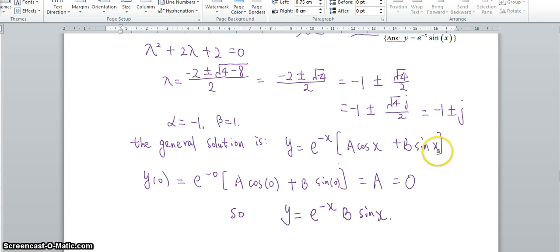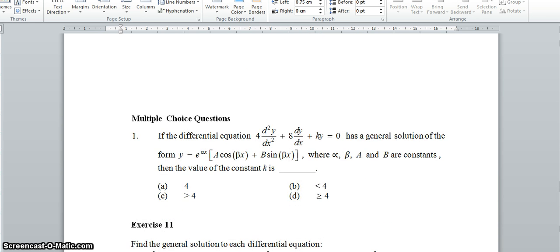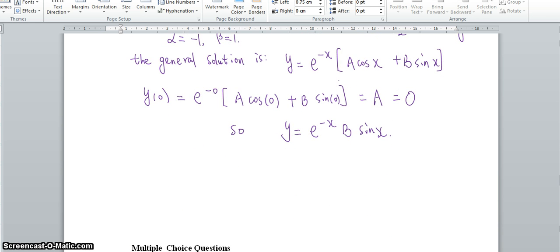And we're going to use the next condition, which is the value of y prime of 0. You see the reason why I'm simplifying the general solution here. Once I sub in the value for a, the solution itself becomes a little bit simpler, so it's easier for me to find y prime. Okay, b is a constant, so let me take it out. So it's b, e to the power negative x, sine x, primed.